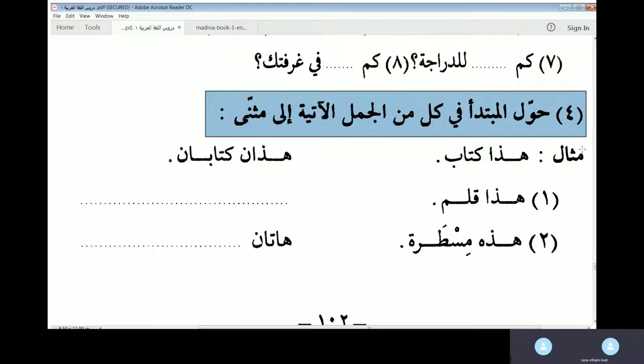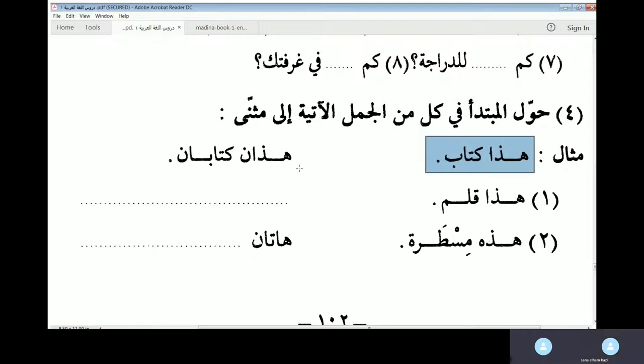Minal Jumalil Atiyati. Ila Musna. So answer. Change the subject. In all of the following sentences, two are dual. Okay, into dual. Okay.